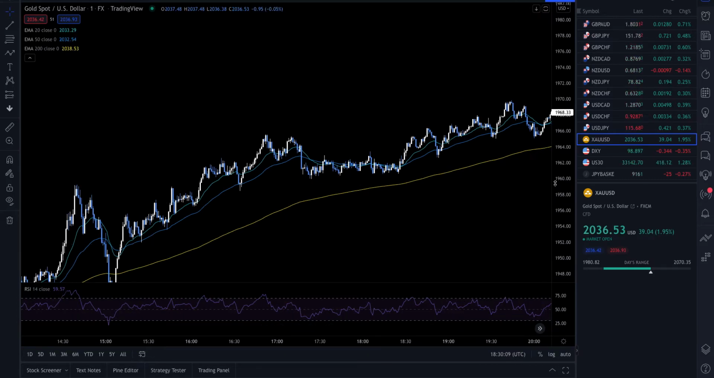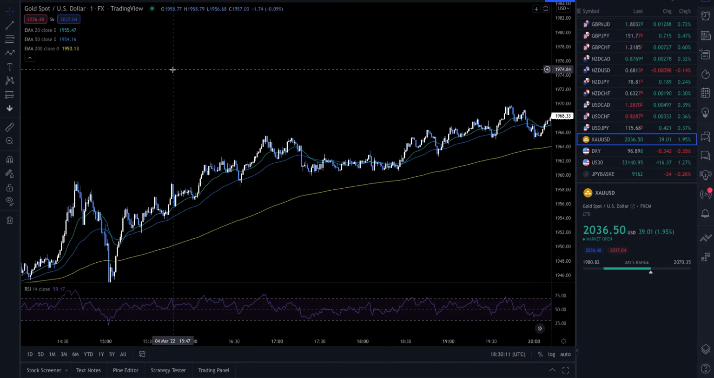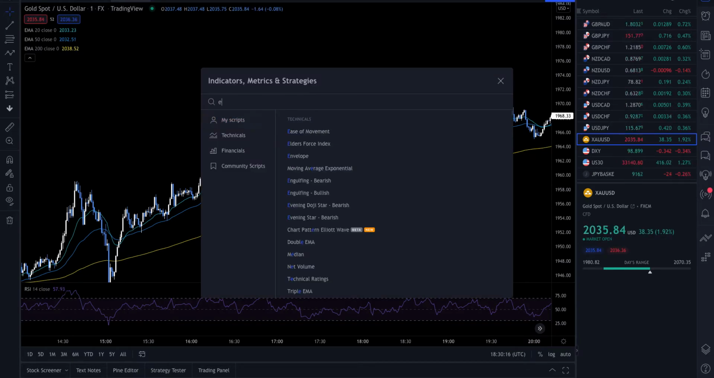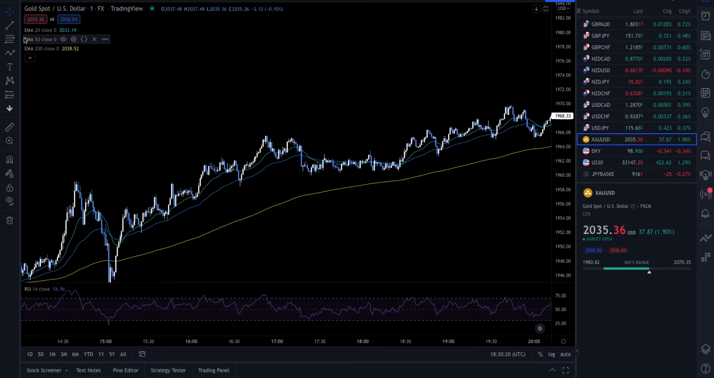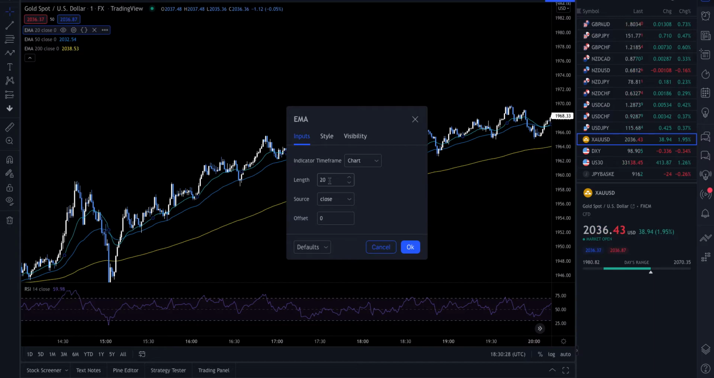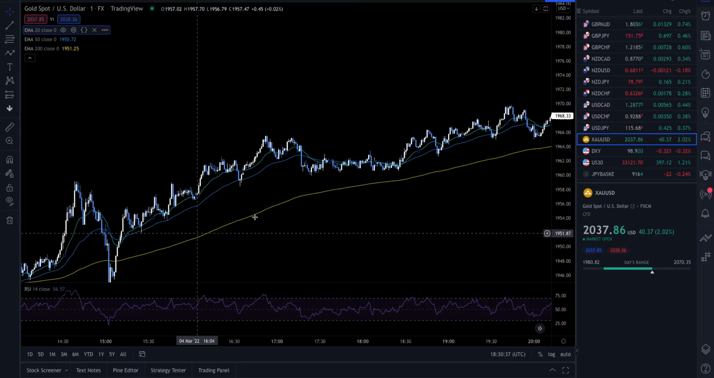Now you can add these to your charts on TradingView by clicking the indicator icon at the top. If you type in exponential moving average and click that, it will then bring them up here. So click it 3 times to bring up each of these 3, and then to set your moving averages, you click the settings icon. You'll then change the length to 20, and then 50, and then 200 across all 3, and then you can change the color of those so they all look slightly different, and then they'll look something like this.